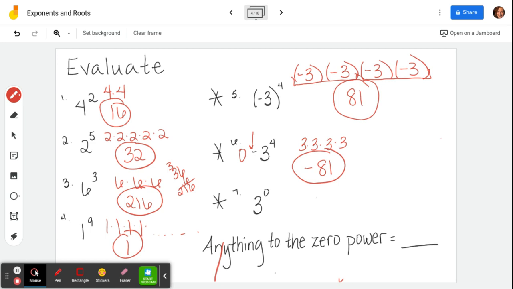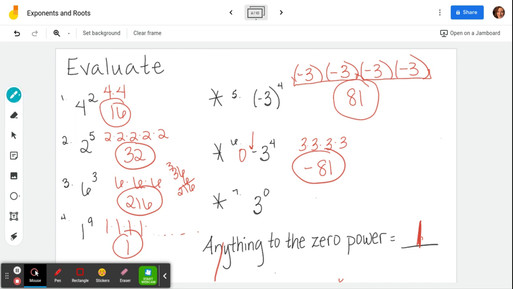Now on number 7, this one's really easy because you never have to think about it. Anytime you have a number to the power of 0, it always, always, always equals a 1. Anything to the 0 power equals 1. Let me show you why.